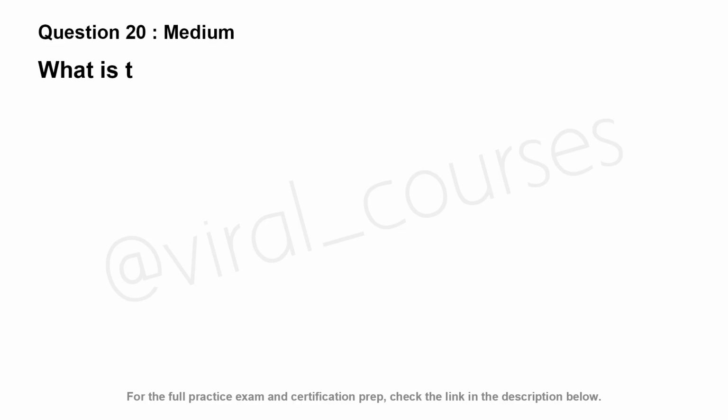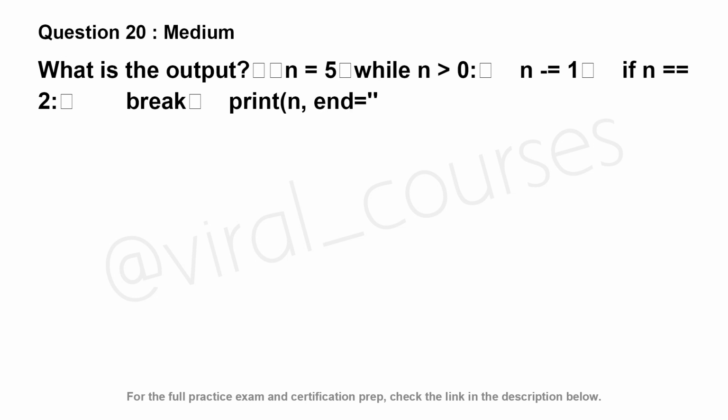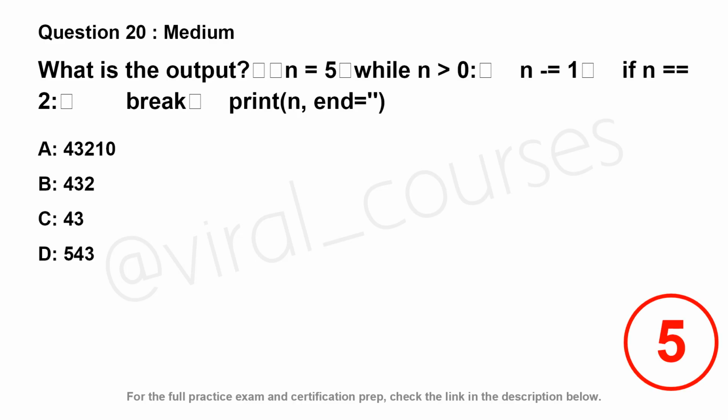What is the output? n = 5, while n > 0: n -= 1, if n == 2: break, print(n, end=''). Option A, 43210. Option B, 432. Option C, 43. Option D, 543.